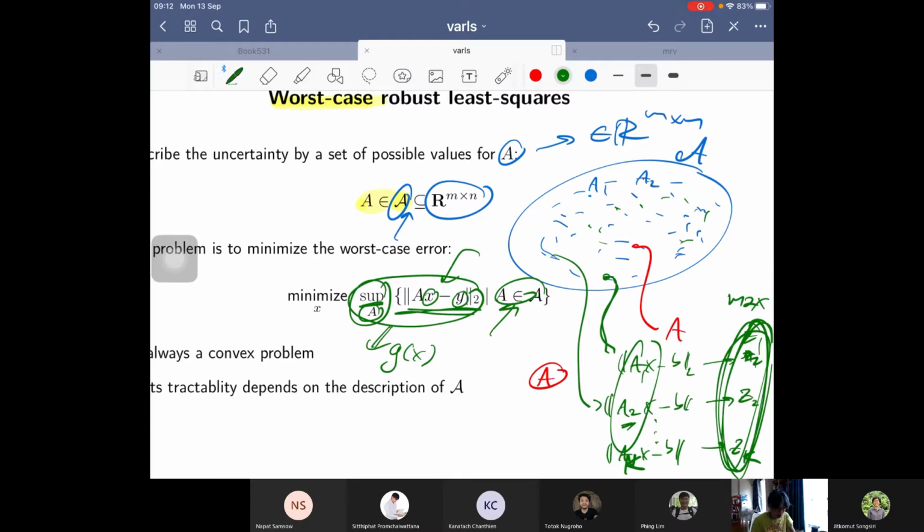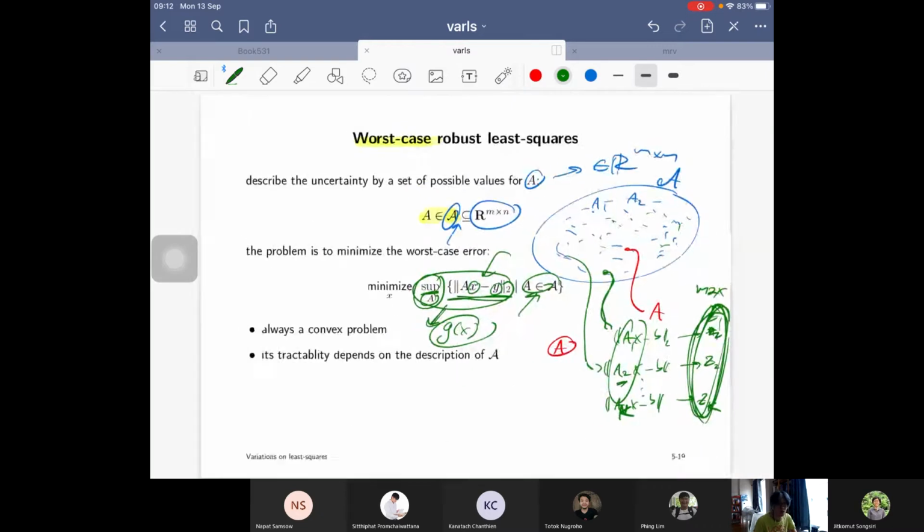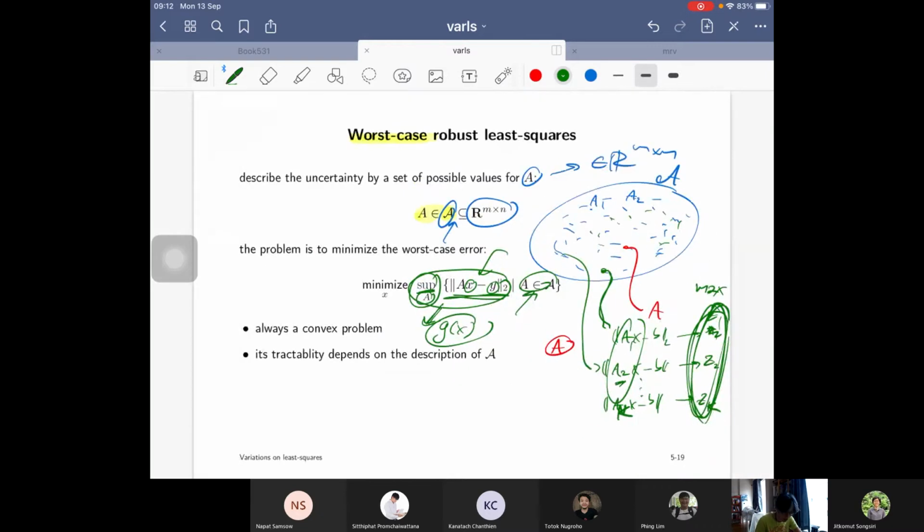Once the supremum is calculated, the result is regarded as a function of x, and then you minimize over x again. So what you do is actually minimize the worst case norm. This framework is called robust least squares.